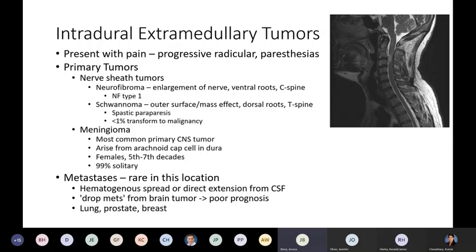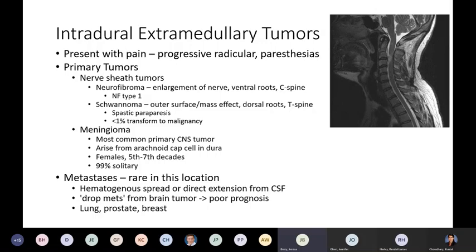You can also have meningioma in this area, which is the most common primary CNS tumor. They arise from arachnoid cap cells in the dura. They're most common occurring in females in the 5th to 7th decades. And nearly all of them are solitary, meaning the patients don't really have a risk of recurrence or other tumor burden in the CNS.